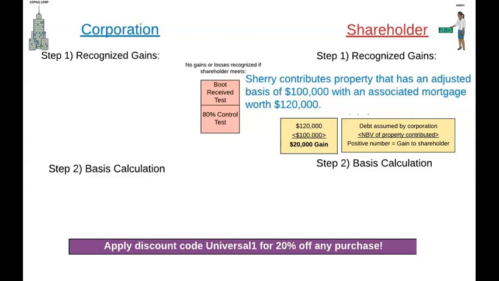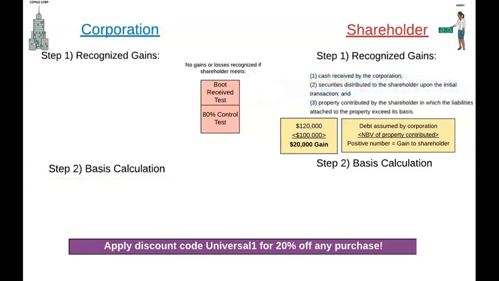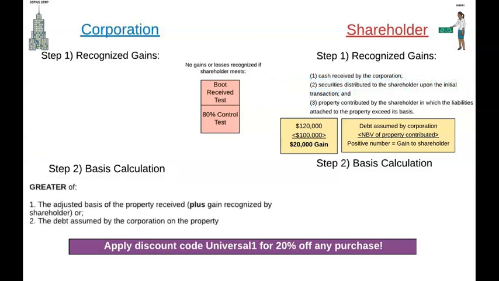So the basis calculation of the corporation is what we need to know next. And the big thing to focus on here is how the corporation will calculate the basis of the property that has been contributed. Okay, so corporations are going to calculate the basis of the shareholder's contributed property as the greater of the contributed property's adjusted basis, AKA the net book value, plus any recognized gain by the shareholder, all right? And we'll talk about that a little bit more in a second, so stick with me. Or any debt that is attached to that contributed property.